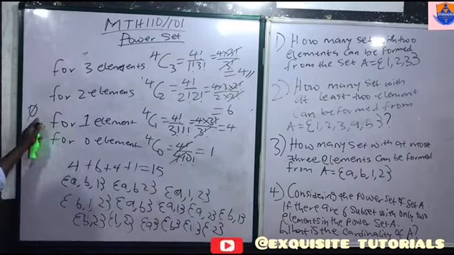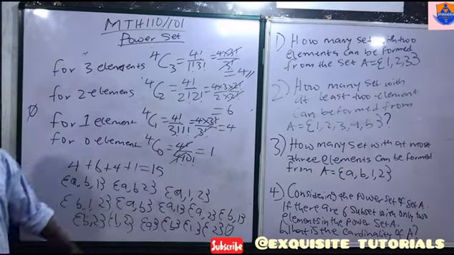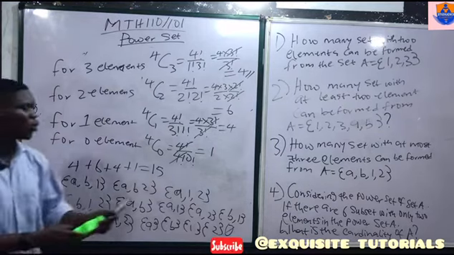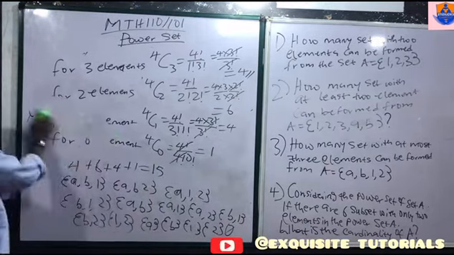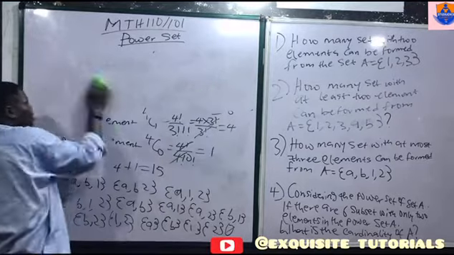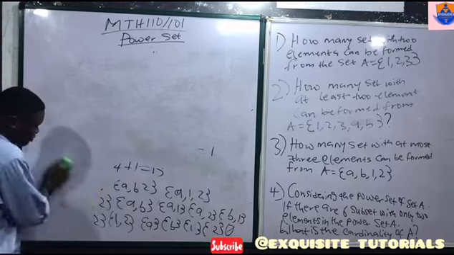Then those that have 0 elements, just our empty set, 5. So when you count this, you're going to have 15. So that's all for question 3. Then now let's move to question 4. Question 4 is actually a bit tricky, but it's quite easy.